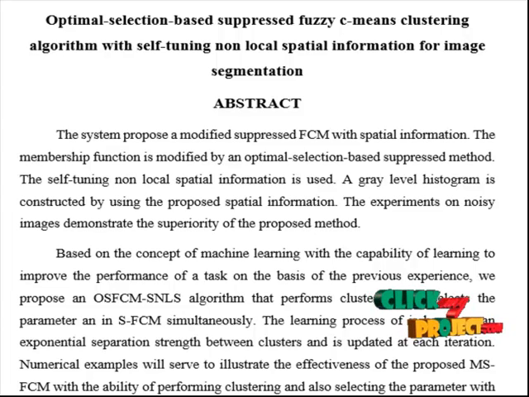In the proposed algorithm, every point of the data set has a weight in relation to every cluster. Therefore, this weight permits a better classification, especially in the case of noisy data. The proposed algorithm is applied to both artificial synthesized images and real images. Segmentation results demonstrate that the presented algorithm is more robust to noise than the standard FCM algorithm. To overcome two drawbacks of SFCM, this paper proposes an optimal selection based suppressed fuzzy C-means clustering algorithm with self-tuning non-local spatial information for image segmentation.